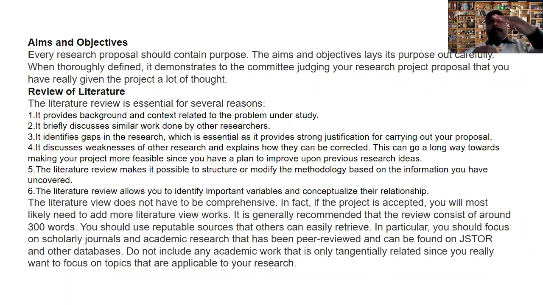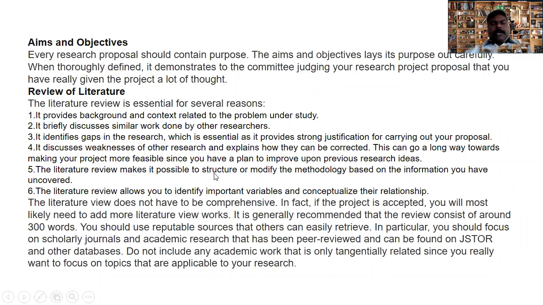Some 10 people or 5 people, you collect the data from Google, place those things, and show that they did not do that project in this area, or did not do this particular project in a particular company. For that reason, I am doing it. So that gap we have to show. Here is a third point: it defines gaps in the research, which is essential as it provides strong justification for carrying out our proposal.